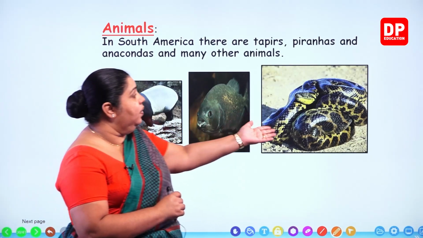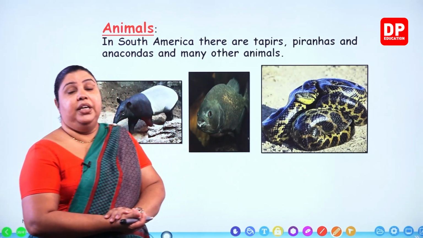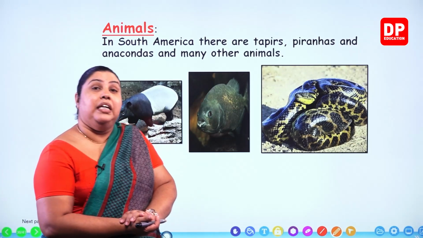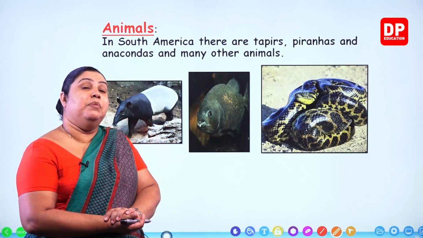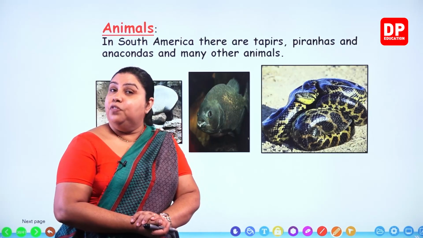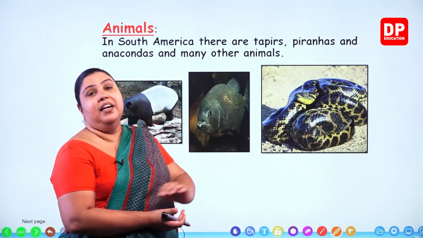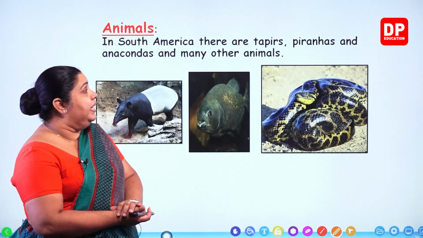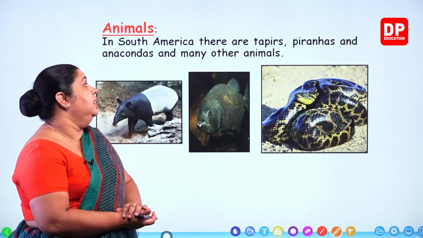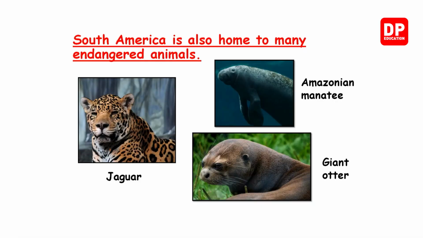And these are the anacondas. Oh, the huge anacondas. In most of the places in the Amazon River, in the Amazon forest, you can see these anacondas. So they are very special to this South American continent. South America is also home to many endangered animals.